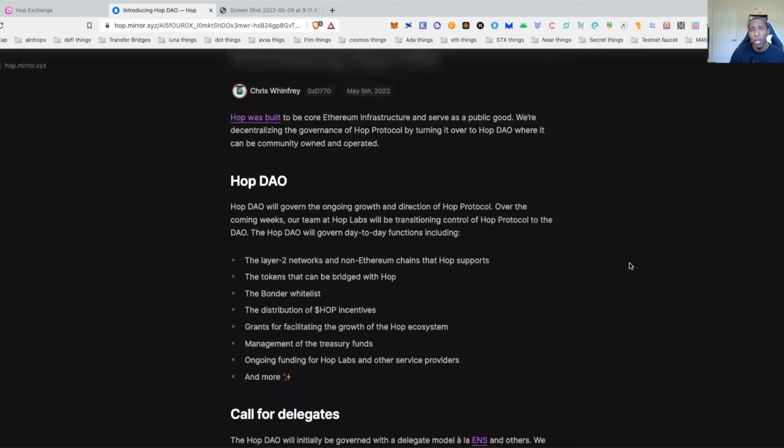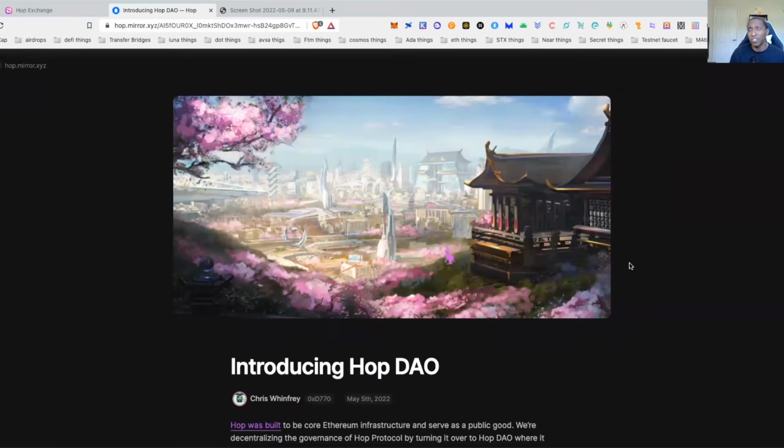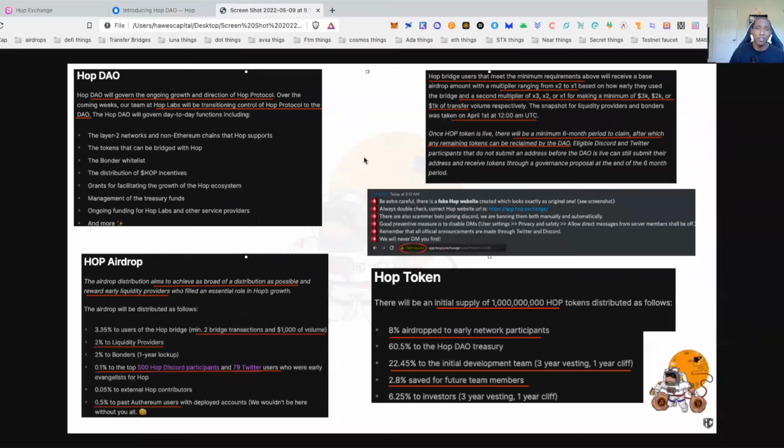It goes over all the details as far as the DAO, the plans, and the future roadmaps, and what they want to have going on for the protocol. It basically tells you that it does look like Hop Labs plans to turn the protocol over fully to the community. So it'll be fully decentralized and governance will decide what happens from there on out. And sometimes that's a good thing, and sometimes it's a bad thing.